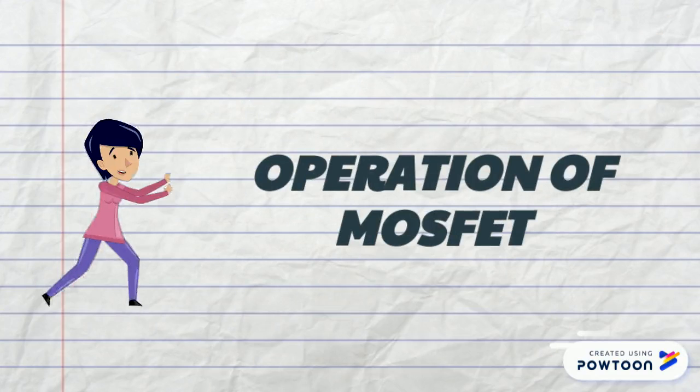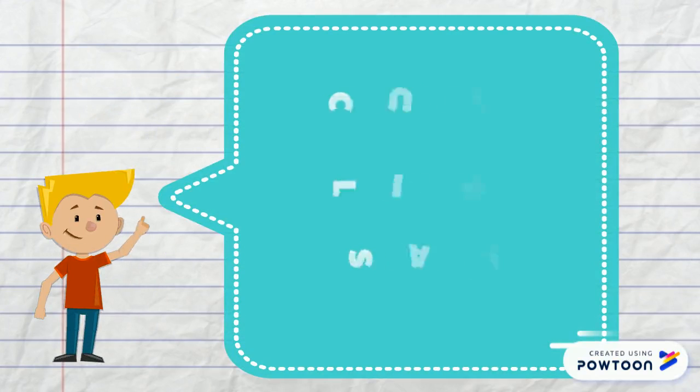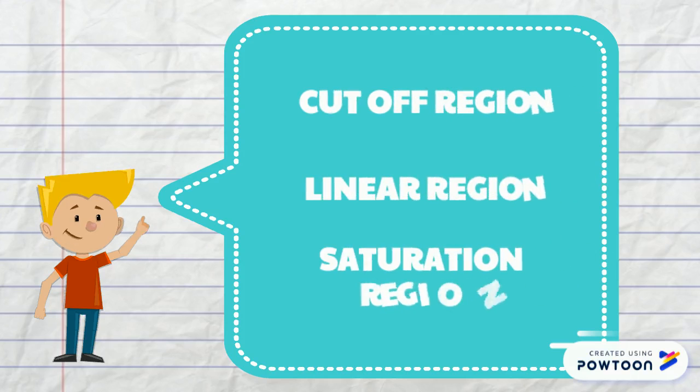Operation of MOSFET. There are three types of operation region, such as cut-off region, linear region, and saturation region.